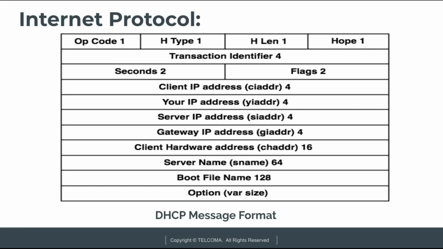Here is the DHCP message format. It starts with the very first field, that is operation code. The message operation code is set to 1 for the boot request and it is set to 2 for the boot reply. Next is hardware type. The hardware address type indicates 1 for the 10 MB Ethernet, and the next field is hardware address length. This is set to 6 for the 10 MB Ethernet.